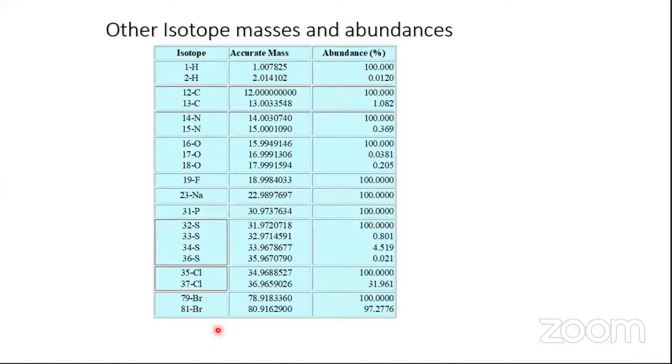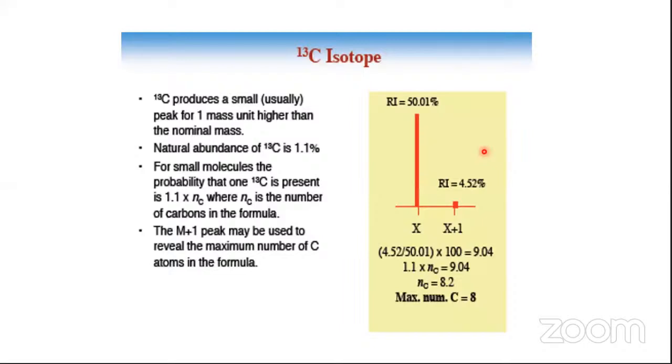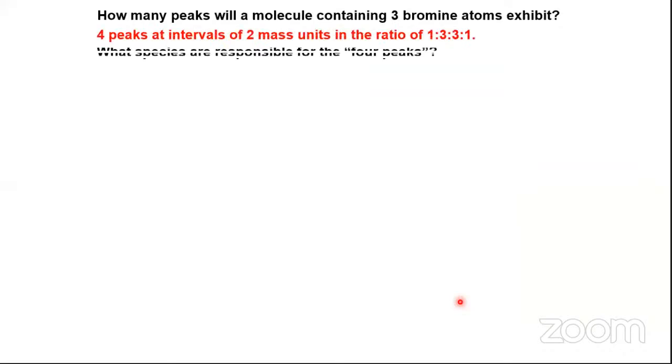I will show you. This is the peak. You always get 1.1% of every carbon as a carbon 13 peak. So if there are 10 carbons, 1.1 will be the carbon 13 peak height. And if you know the carbon 13 peak height, you can calculate the number of carbons in a given molecule. I have done an exercise here. In this molecule, the number of carbons is 8, because it cannot be 8.2. So the number of carbons in this compound is 8.